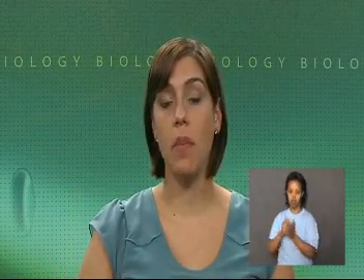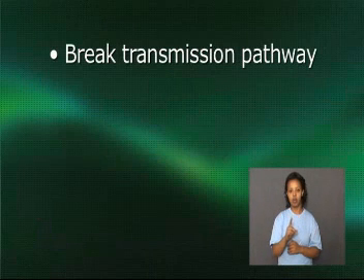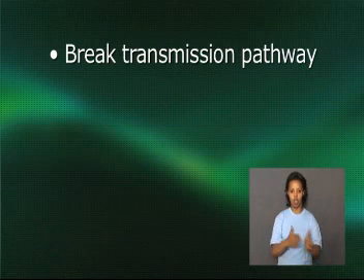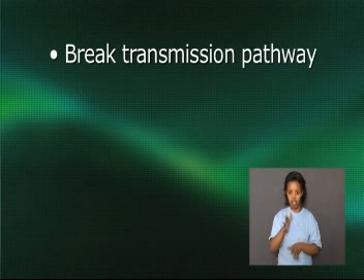There are several methods to stop the spread of HIV and AIDS. The first is to break the transmission pathway. This means that if the disease is not spread from person to person, it can be stopped. Over time, the disease may not even exist.